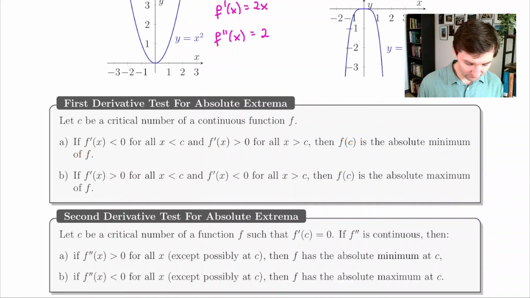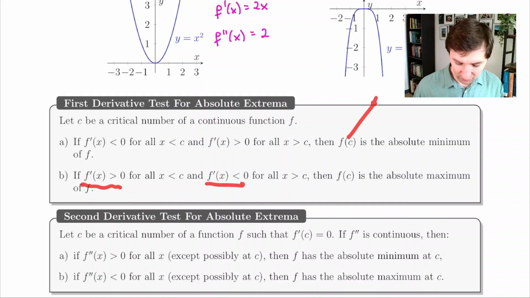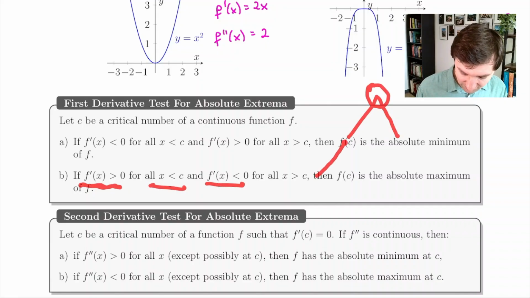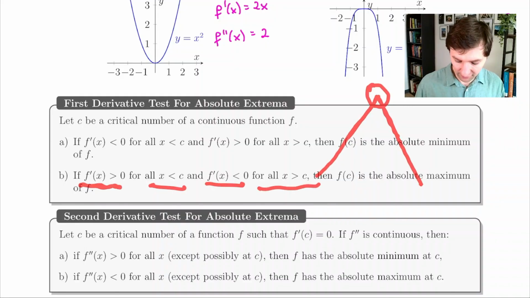On the other hand, if the derivative goes from positive to negative, the function goes from increasing to decreasing, giving you a local max. But this first derivative is greater than 0 for all x's on the left side of c. So this function is always increasing on the left side of c, and this function is always decreasing on the right side of c, telling you that this maximum must be absolute.